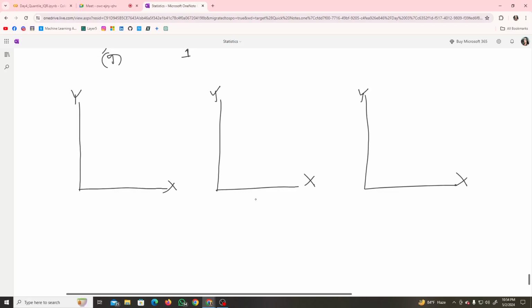So we have a few types of covariance. One can be positive, one can be negative, or you can have no relation at all. So if you don't have any relation at all, the covariance will be 0. Yes, so covariance can be 0. Let me make you understand.